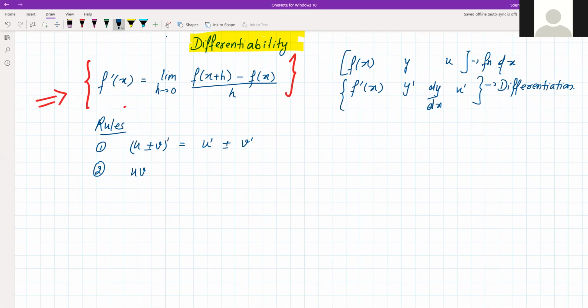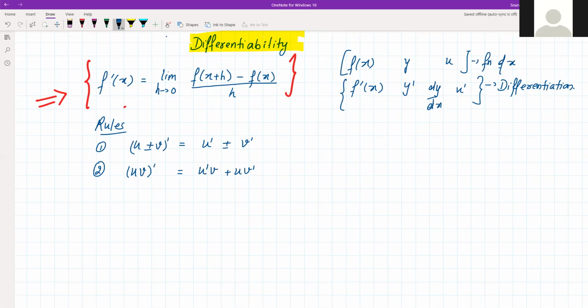Then the second is the product rule. That is, if two functions are the product of each other, then what are we going to do? Differentiate the first function, write the second function as it is, plus the first function as it is, and the differentiation of the second function. Now this first and second function can be any of the two.